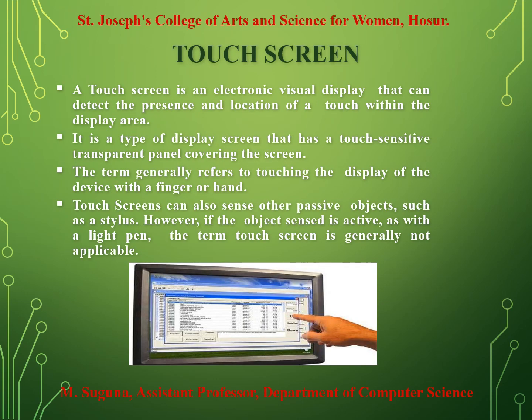Next, coming to the touch screen. Touch screen is an electronic visual display that can detect the presence and location of a touch within the display area. It is a type of display screen that has a touch-sensitive transparent panel covering the screen. The term generally refers to touching the display of the device with a finger or hand. Touch screens can also sense other passive objects such as a stylus. However, if the object sensed is active, as with a light pen, the term touch screen is generally not applicable.